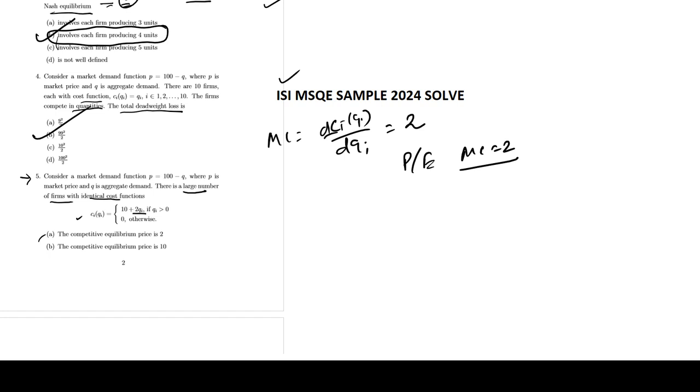To find the equilibrium price, set the market demand equal to this. So 100 minus Q equals 2, so Q equals 98, and at this point the price is equal to the marginal cost of 2. So the competitive equilibrium price is 2, and the firm will be selling at 2. Option A is correct.